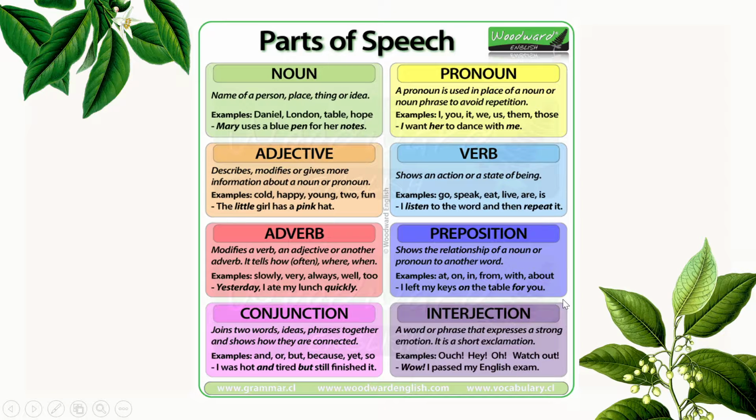And lastly, we have interjection. An interjection is a word or phrase used to express a strong emotion, and it's often a short exclamation. What's interesting about interjections is that sometimes you're not able to know what they really mean, but you will know when to use them. For example, "ouch." You know that you use "ouch" when you are in pain, right? These are words that are really hard to describe, but you will know when to use them. And usually these words come with an exclamation mark.